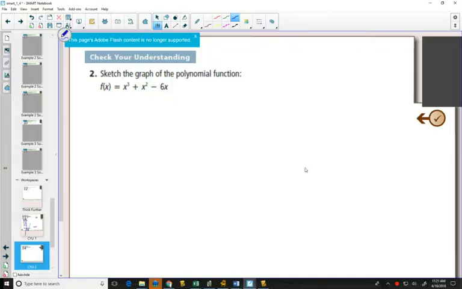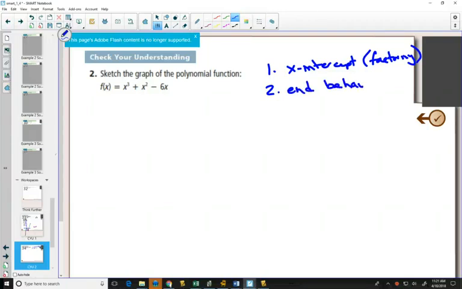For example 2, we're going to use two things to help us graph it. We're going to use all of the x-intercepts, which we're going to find by factoring, and the end behavior, which we've learned already.